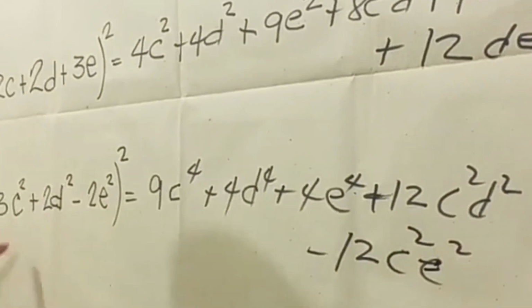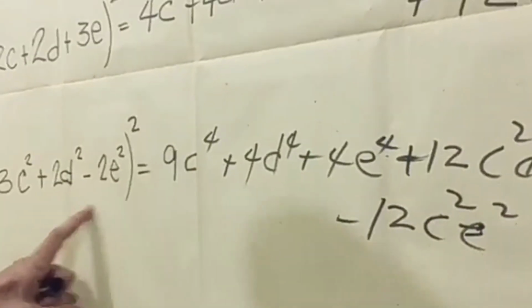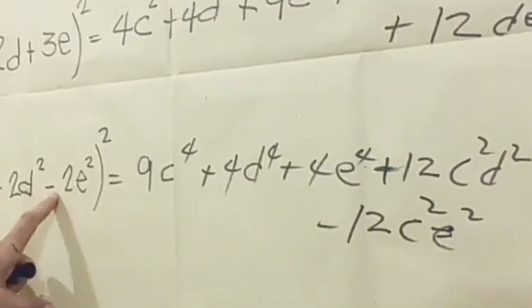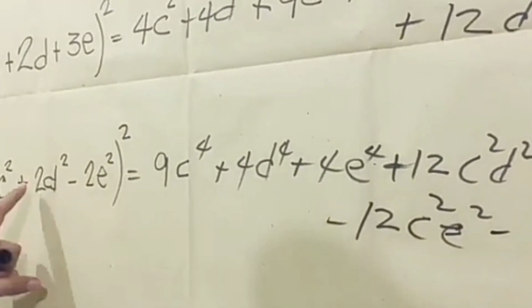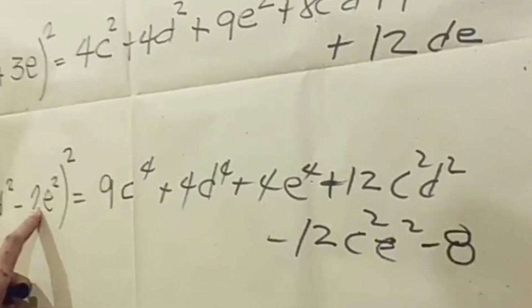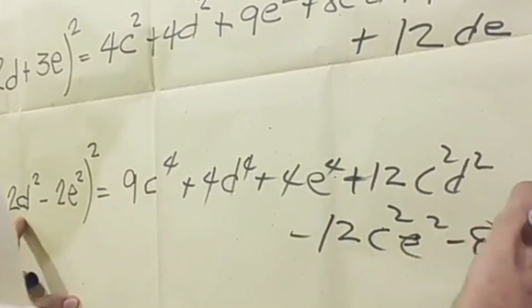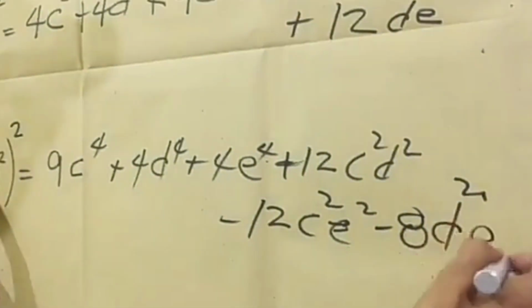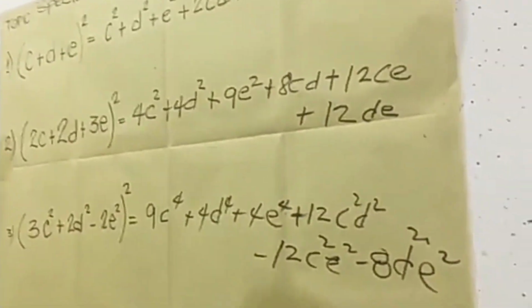And the last now is the second term times the last term. Positive times negative, we have negative. Then 2 times 2 times 2, we have 8. Then the variable, copy only, together with the exponent. So our answer is always 6 terms.